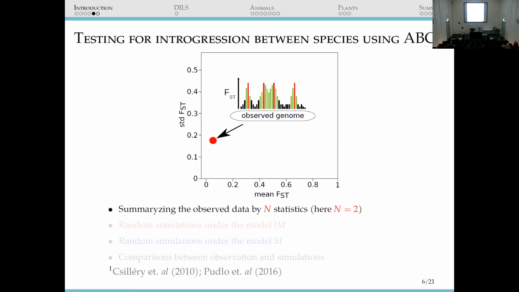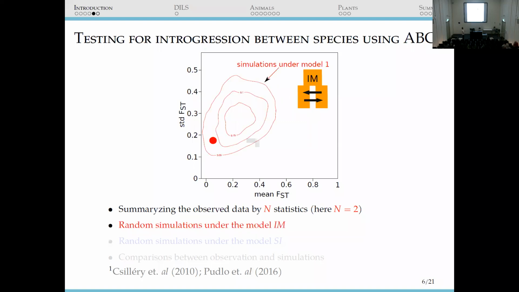We can summarize this genome by using n statistics. So here, just for the illustration, we summarize it by the mean FST and the genomic variation for the FST. Okay. And I want to statistically evaluate my model IM, for isolation migration.